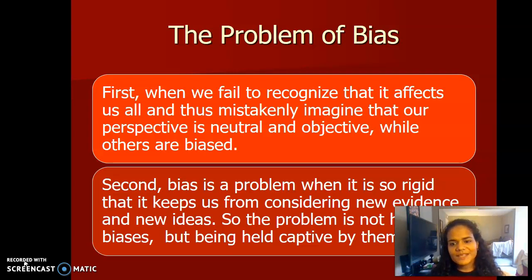And so Schwalbe is saying that bias is a problem when it's so rigid that it keeps us from considering new evidence, new ideas, right? So the problem then is not necessarily that we have biases. All of us do have a value system, certain morals that we care about, etc. But the problem arises when we are held captive by our particular perspective, right?